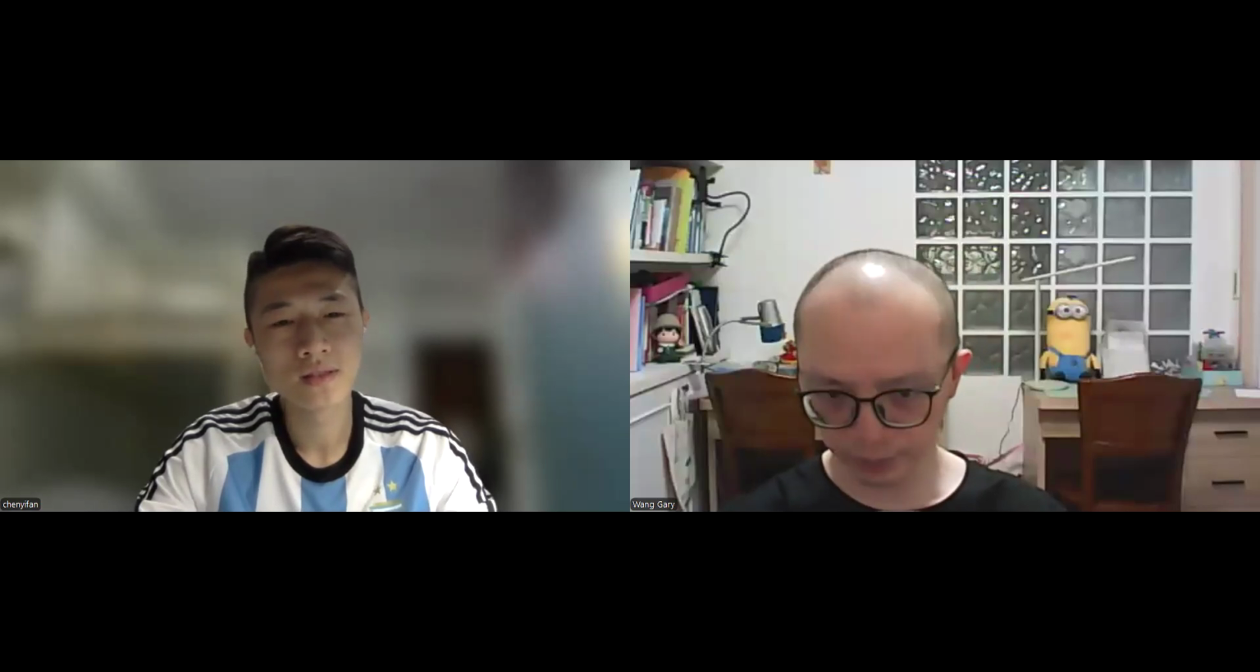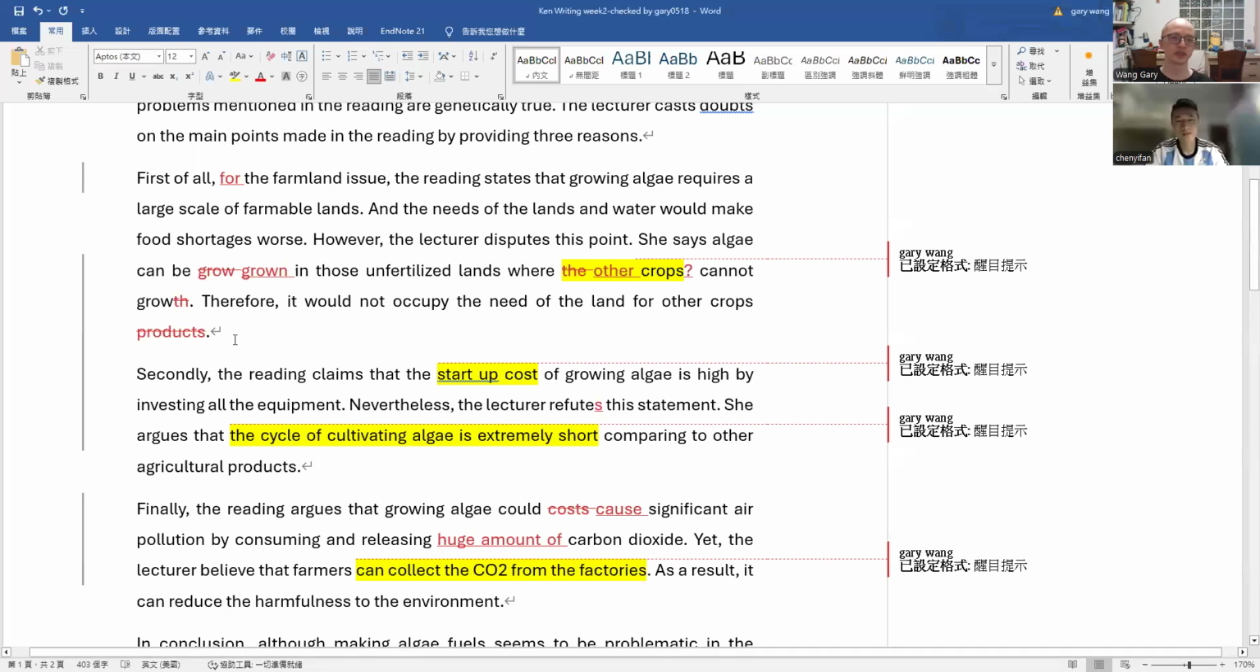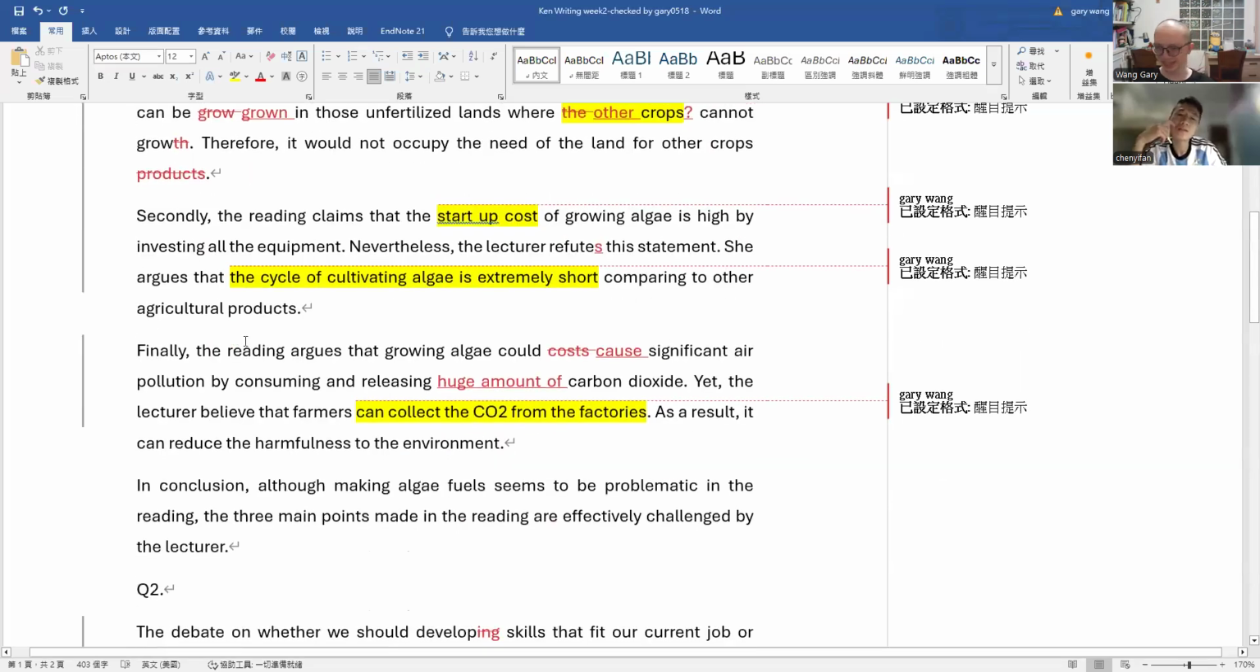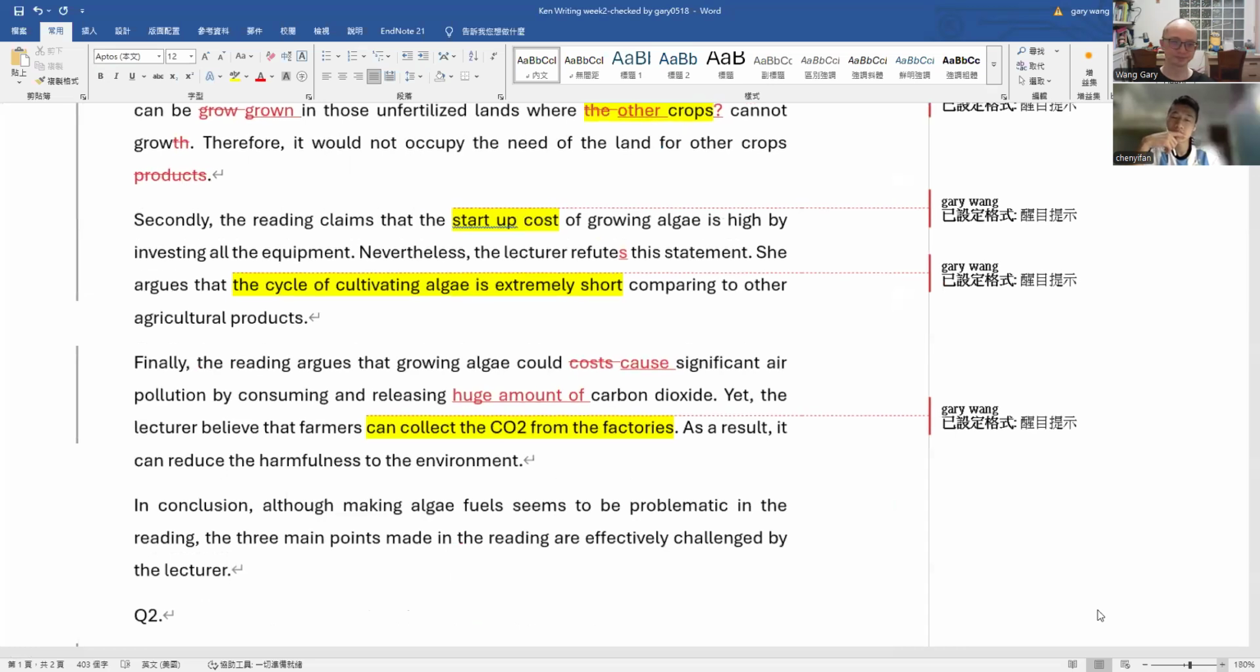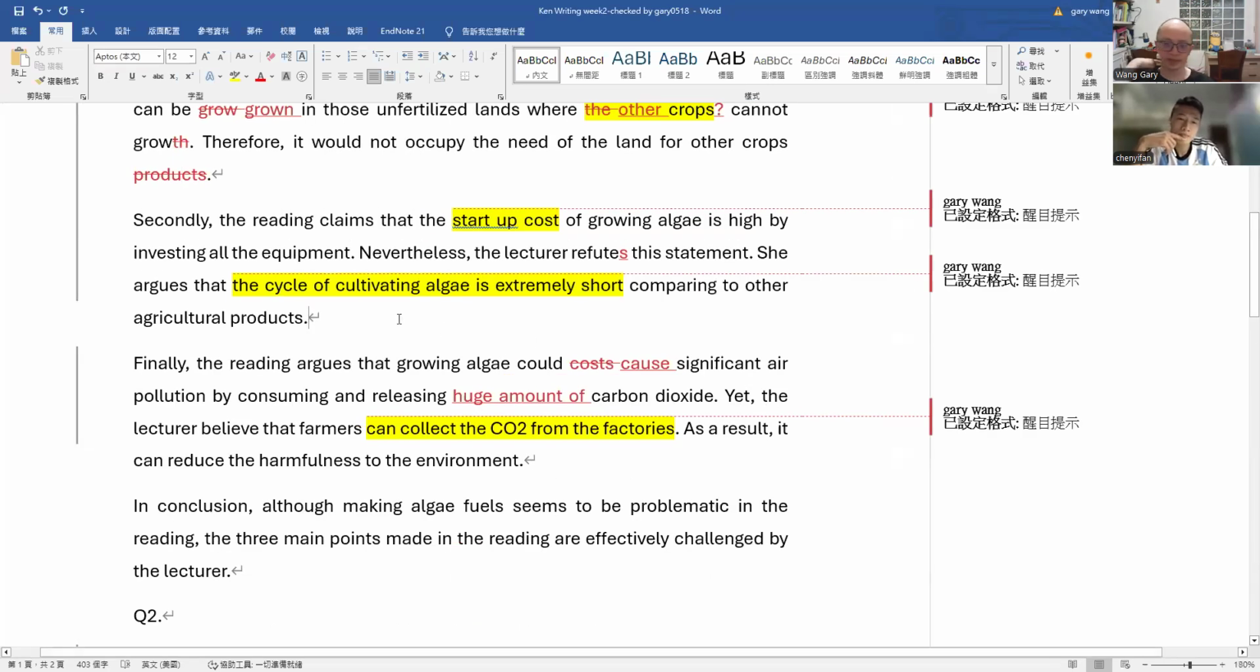So it is for crops. It is not for crop products. They are similar, but not exactly the same. All right. Good.